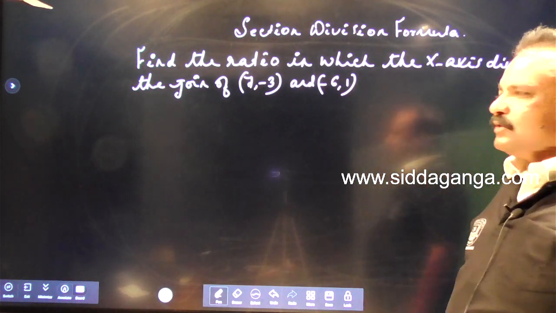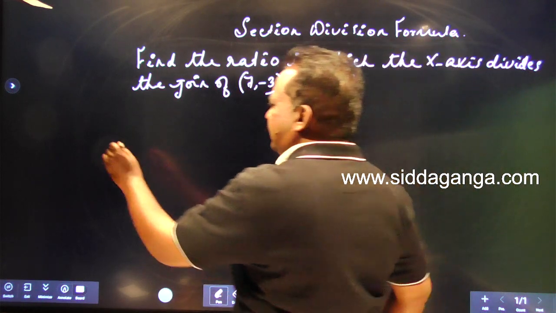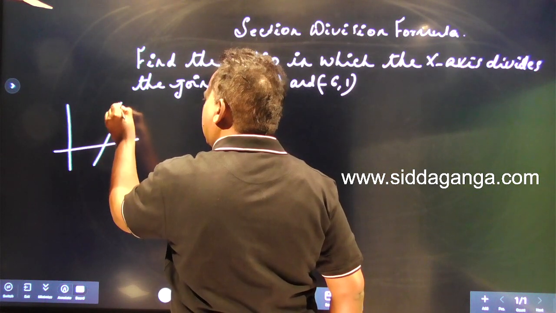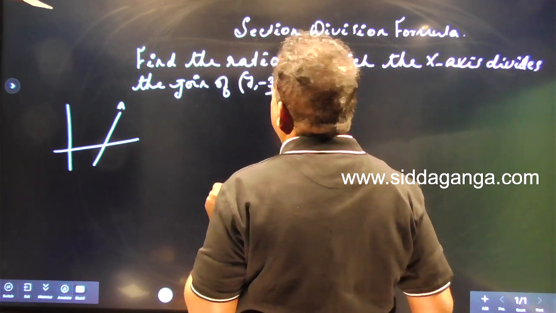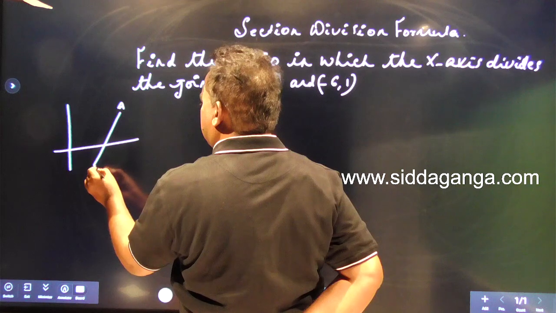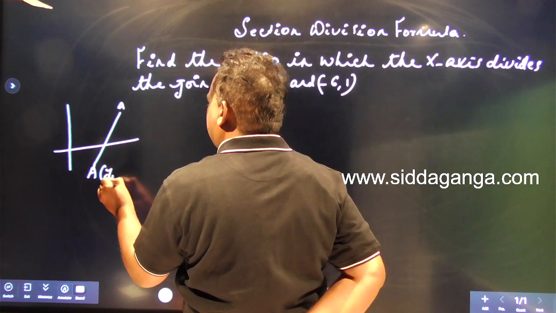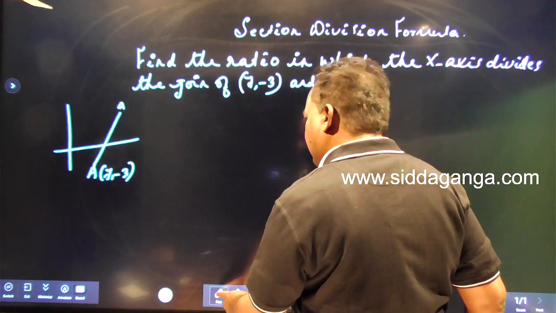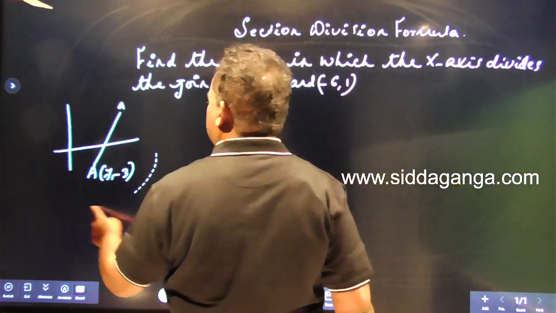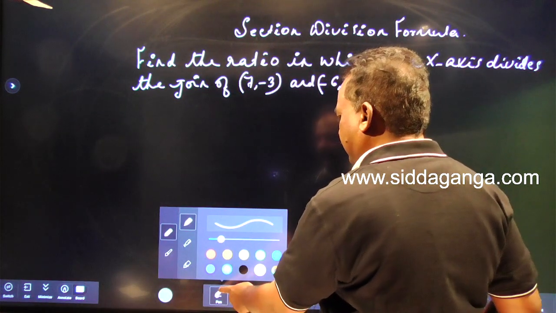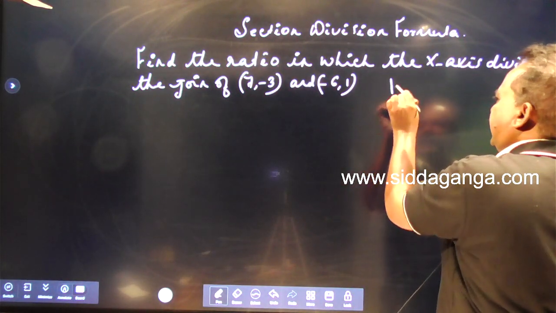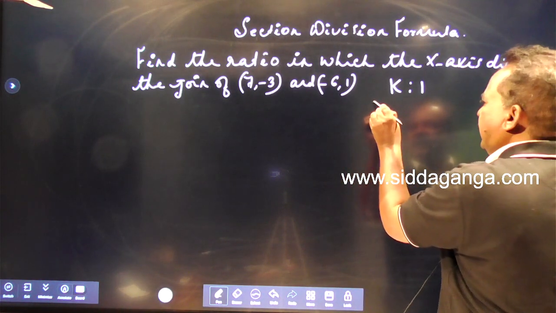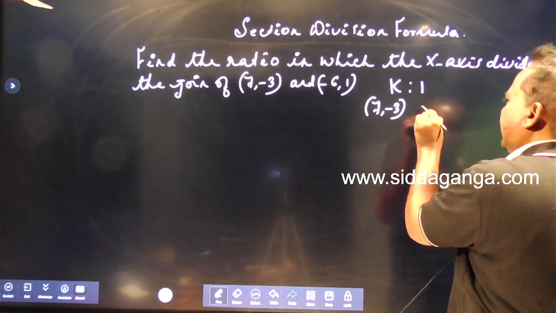Let us assume it is cut by the x-axis. I will just explain. This is AB. What is A? It is (7, -3), which lies in the fourth quadrant. And this is (-6, 1). This diagram should not confuse you. Let us take that it divides in the ratio k is to 1, or lambda is to 1. So (7, -3) and (-6, 1).